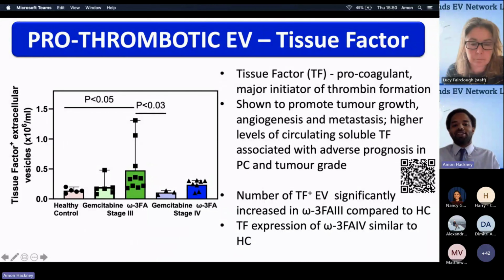Again, here we found that at stage 3, the supplemented group had higher tissue factor staining than the healthy control. And again, at stage 4, the supplemented group was not significantly different from the healthy control.